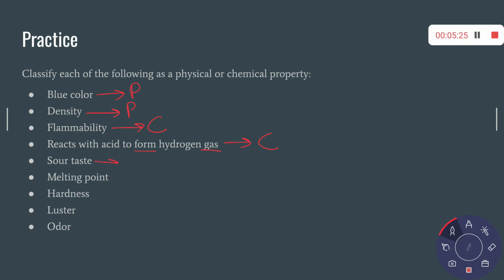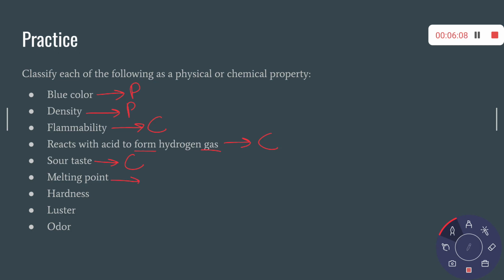Sour taste. This is a tricky one. Now you could observe the sour taste of something, perhaps by sight. Maybe you can look at a Sour Patch Kid and you know that it's sour. So in one sense, you might be able to consider this a physical property. However, when you actually taste something, there are chemical reactions that are happening on your tongue and on your taste buds. So the ability of something to taste sour is its ability to interact chemically with your taste buds, which would make this, I would lean more towards a chemical property, but I could see the argument for physical.